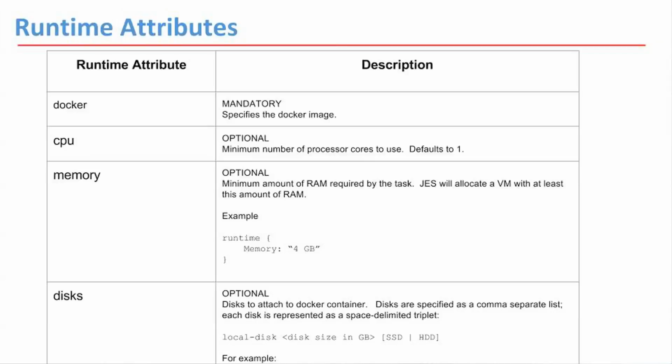Okay. And for the disks that you want to mount, you should claim that you want a local disk, then give the disk size in gigabytes, and then indicate whether you want a solid state disk or a hard disk drive.